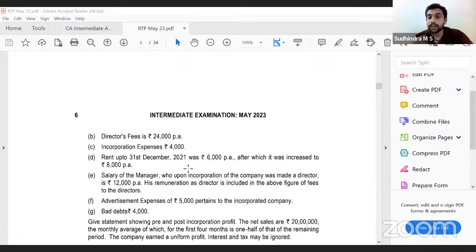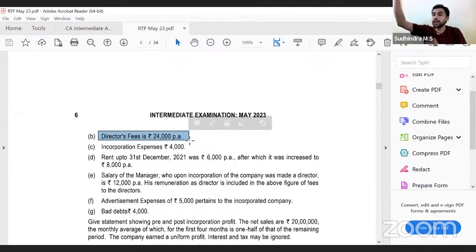Upon incorporation, he was appointed as director. So now he is paid as a director. As a director, he is being paid 2,000 rupees per month. So from October, for 6 months, 2,000 into 6, 12,000 will be paid. So whenever we are considering director's fees as an item of expenditure in our statement, we have only post-incorporation column, 12,000. Whenever we are considering manager's salary as an item in the statement of apportionment, then we will only have pre-incorporation column, 4,000 rupees, post-incorporation column, 0.